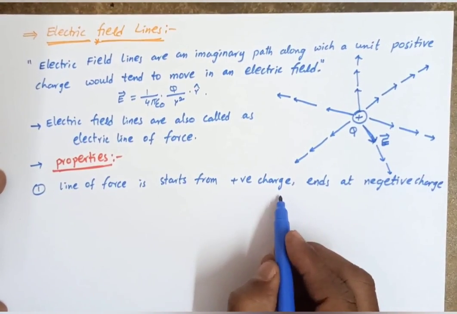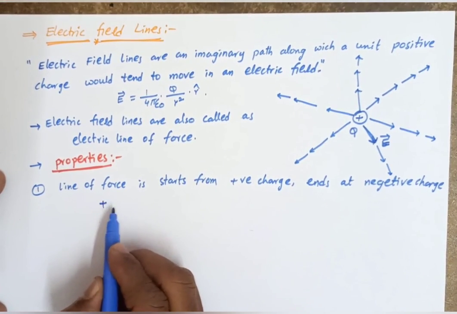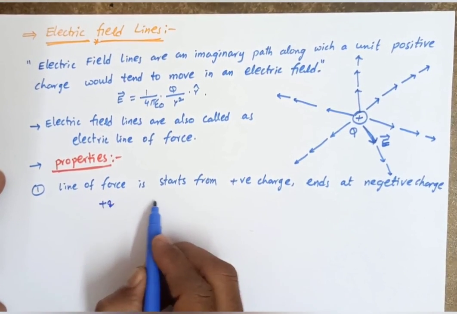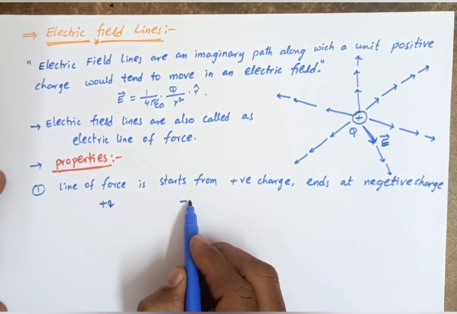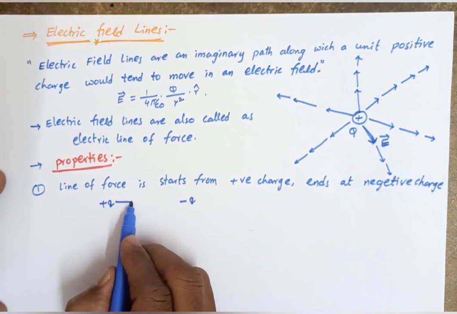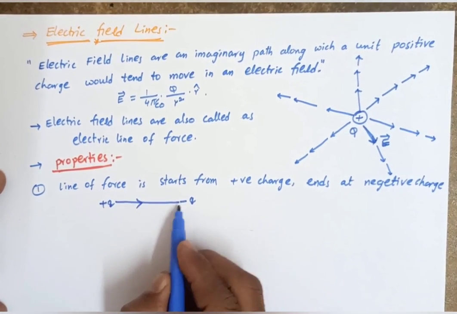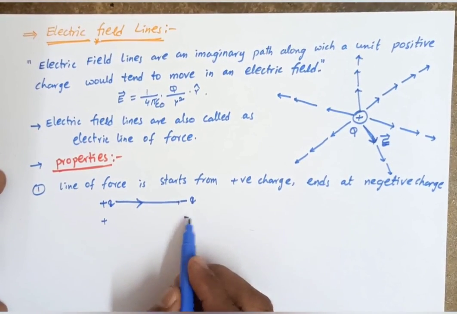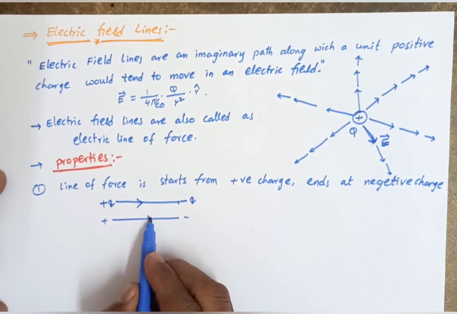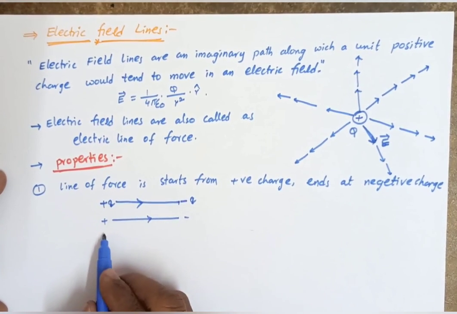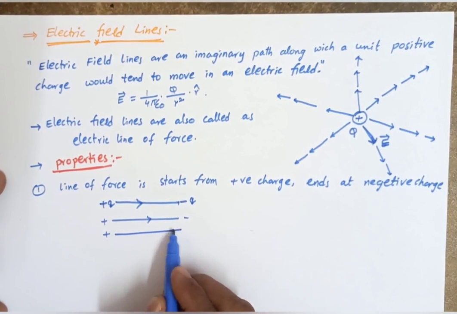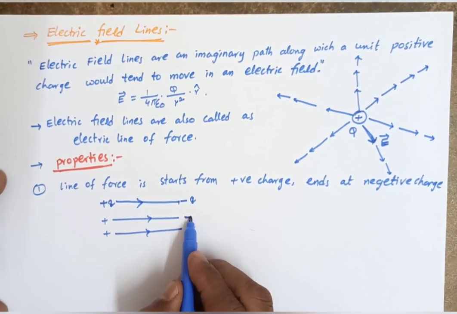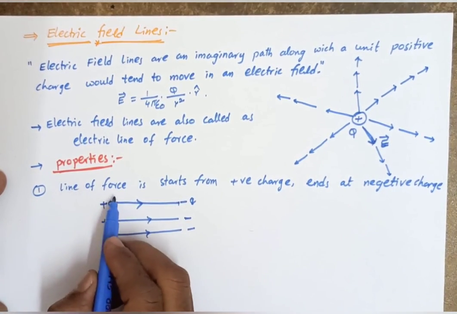Okay, for example, this is positive charge plus q, and here negative charge minus q. So it is like this, with an arrow mark. Positive charge, negative charge, and the imaginary lines between them are called the electric field lines or electric lines of force.